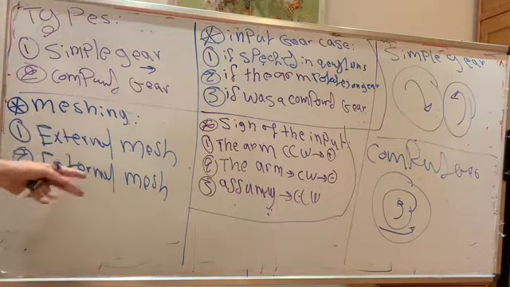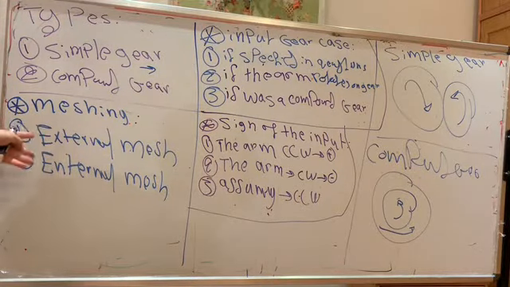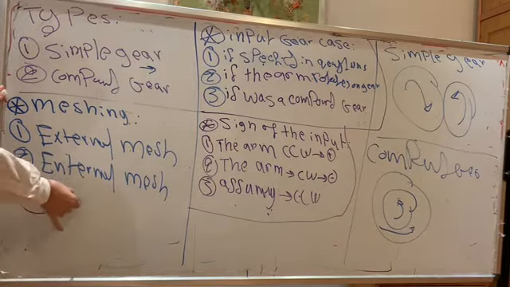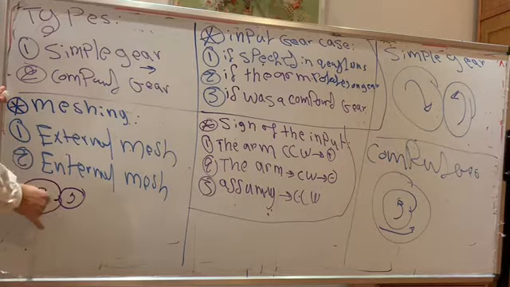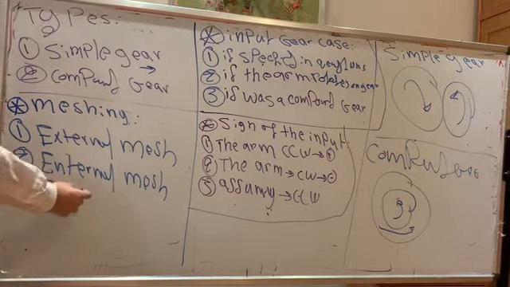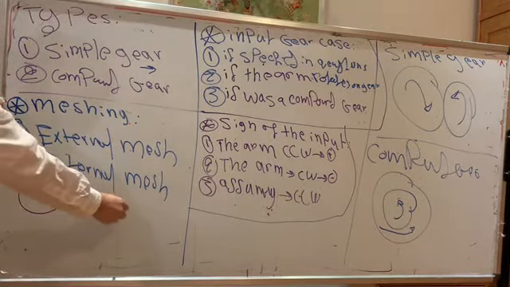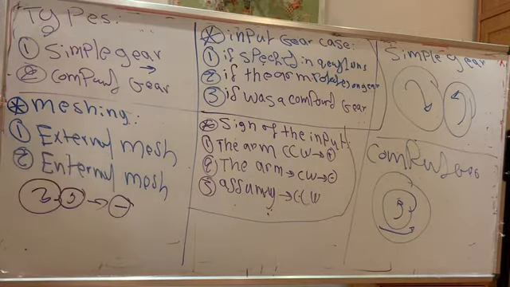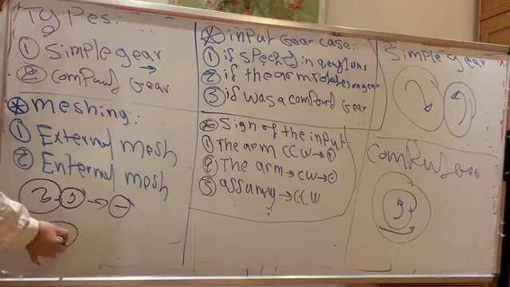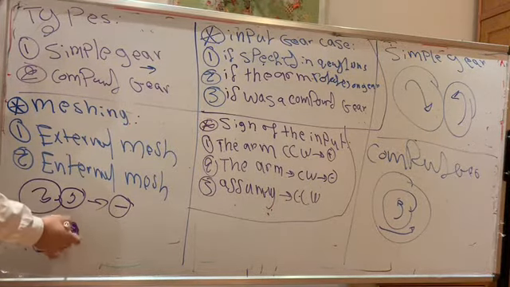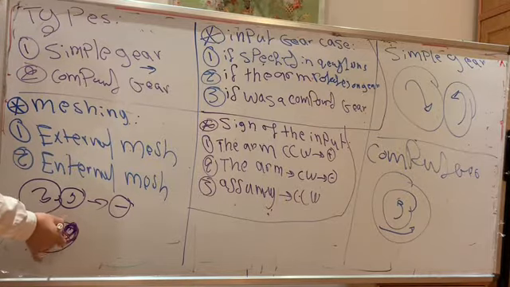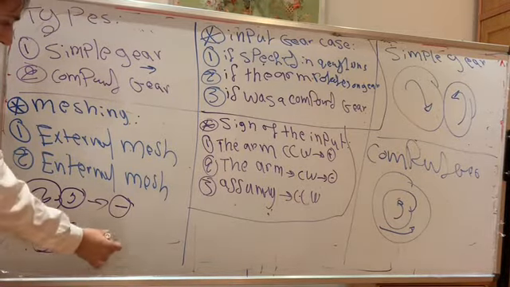I have 2 types of mesh: the external mesh and the internal mesh. The external mesh is meshing from the outside, and the sign is minus because it's the opposite direction. The internal mesh is meshing from the inside, connecting from the inside of the 2 gears, so it has the same direction and is positive.